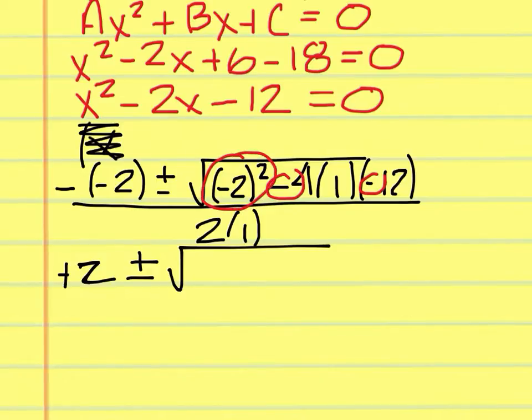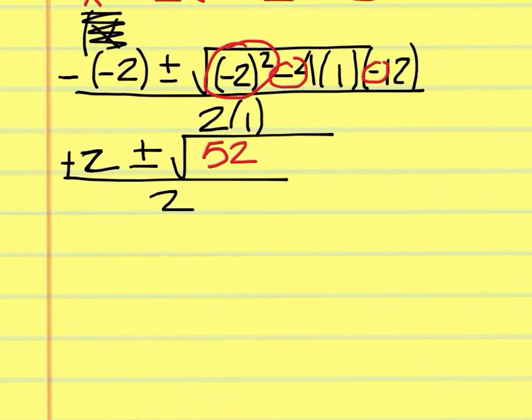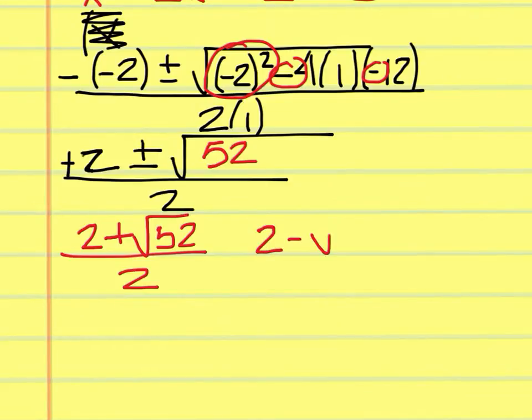This is 4. You're squaring that to get 4. And 4 times 1 times 12 is going to be a 48. And 48 plus 4 is going to be 52. So on the bottom here we'll have 2. Alright, so we're going to end up with a 2 plus the square root of 52 over 2, and then 2 minus the square root of 52 over 2.